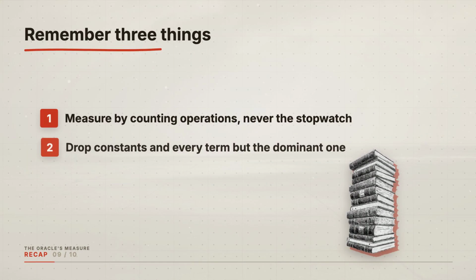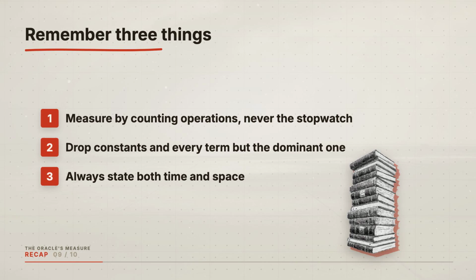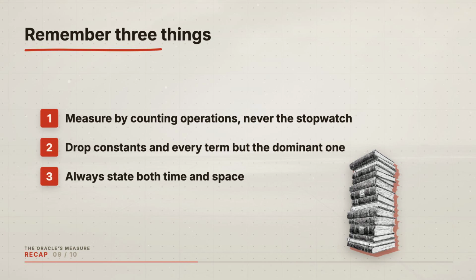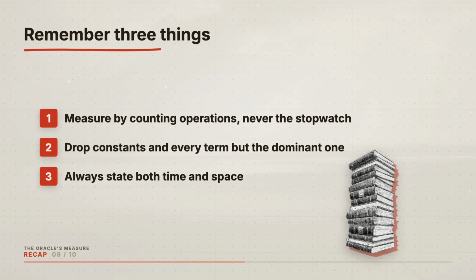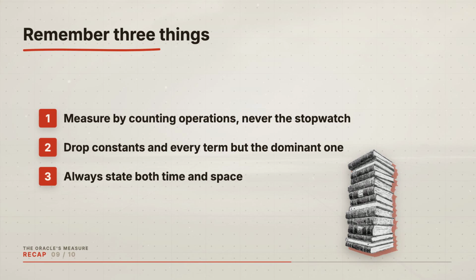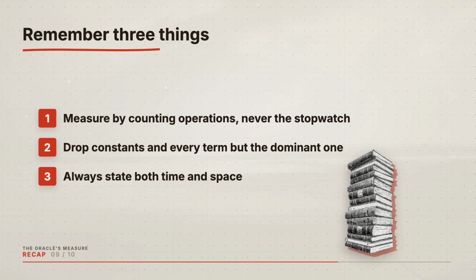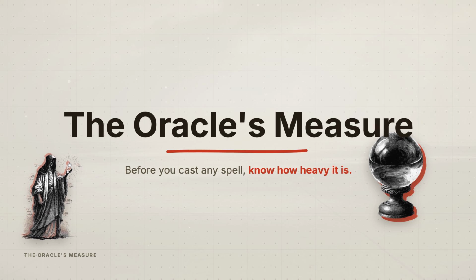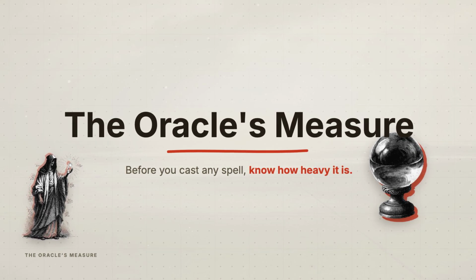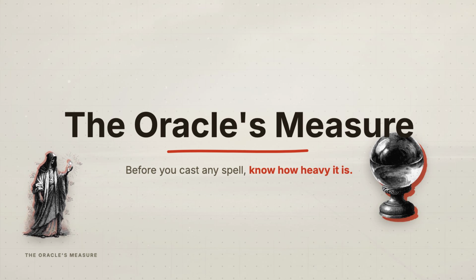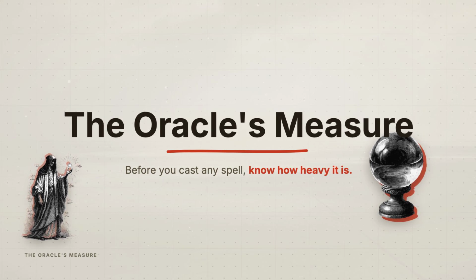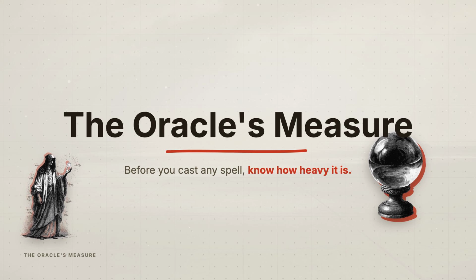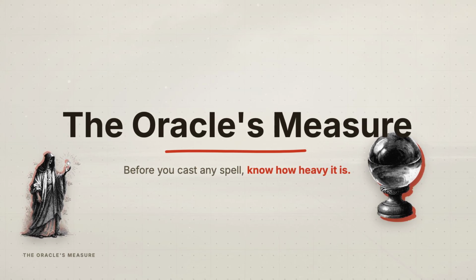Remember three things. Measure algorithms by counting operations, never by the stopwatch. When you simplify, drop constants and drop every term except the dominant one. And always state both time and space, because a solution that is fast but exhausts memory was never a solution at all. Before you cast any spell, you must know how heavy it is. That is the oracle's measure. Count the dominant operations, ignore everything else, and you can predict how code behaves at a scale you have never even tested.